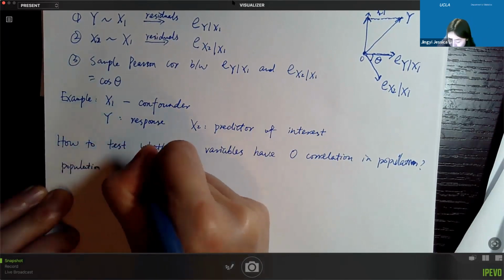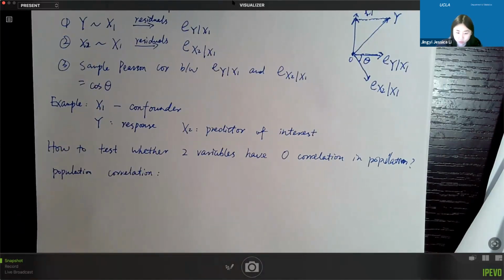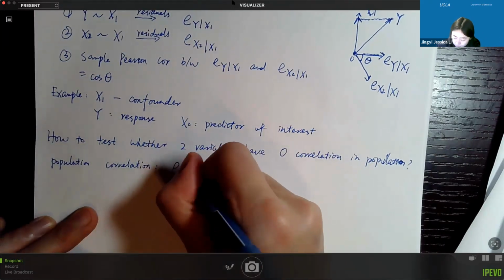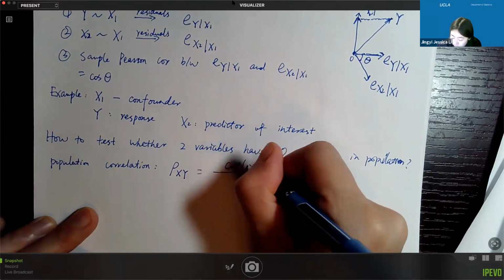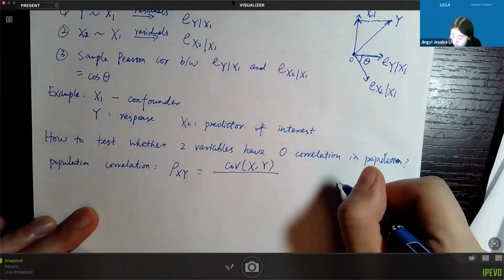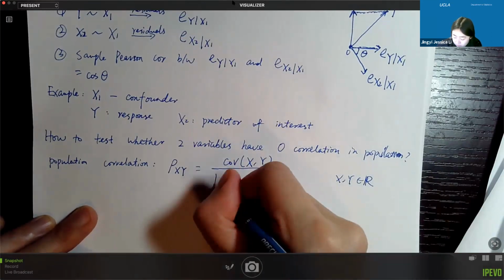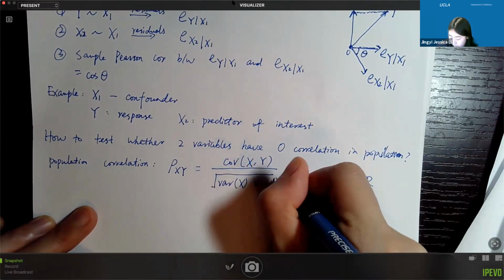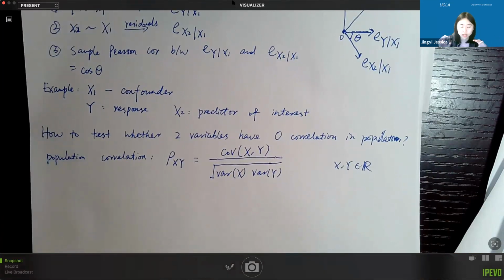The population correlation is determined by the joint distribution of two variables, x and y. Let's call it rho between these two variables. It's defined as the covariance of the two variables, which are both scalar, one-dimensional, divided by the square root of variance x and variance y. Clearly, this definition only concerns the distribution. It's not about our data or a particular sample.